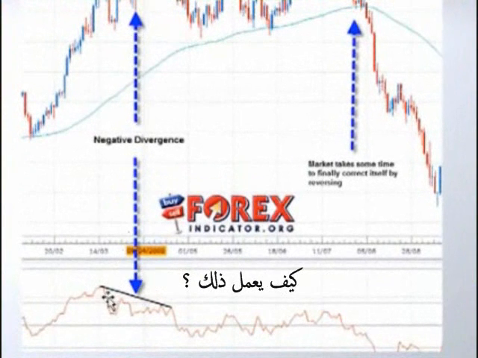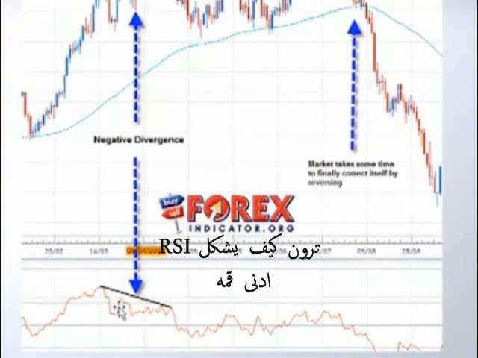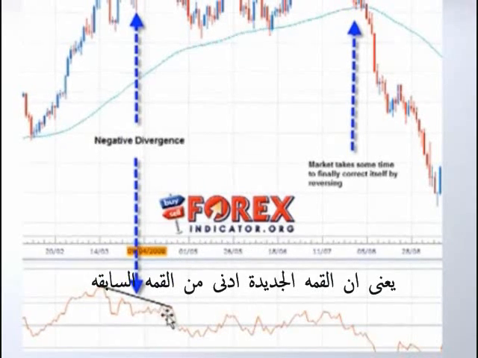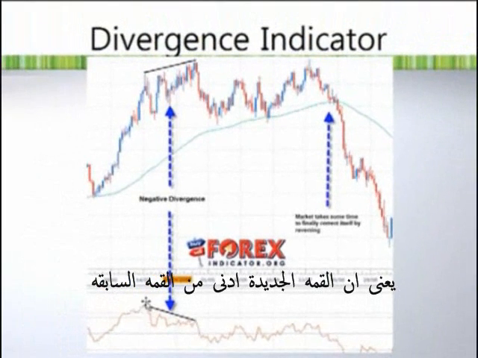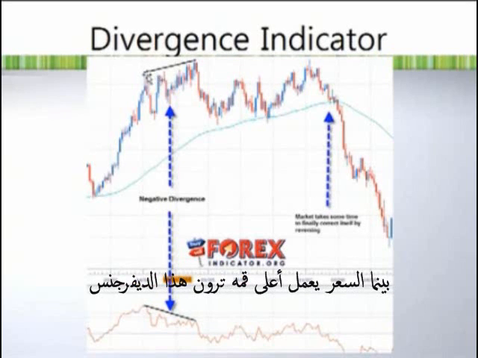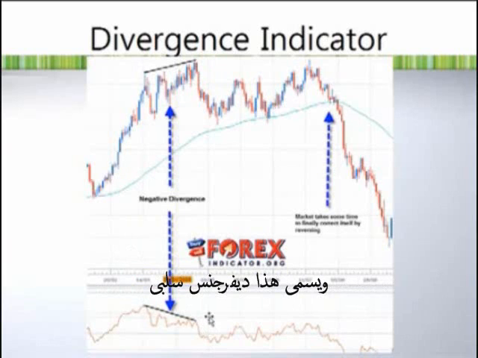So how it works is this. You can see that your RSI indicator is actually making a lower high. You can see that this high is higher than this high. The new high is actually lower than the old high. However, the price is making a higher high. You can see this is a divergence, and we call this a negative divergence.